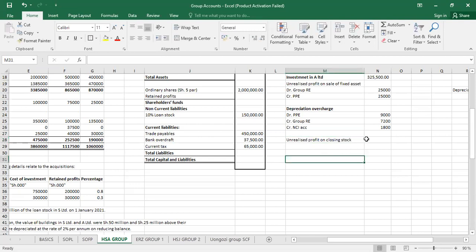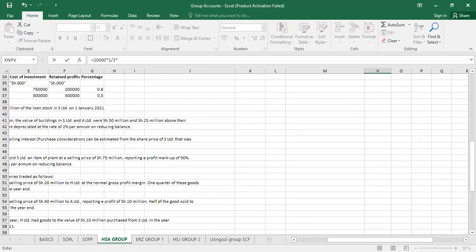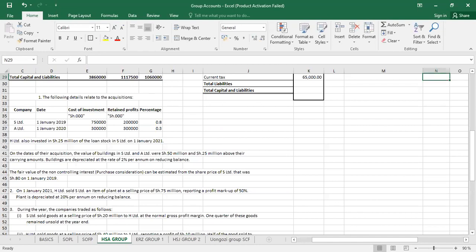Unrealized profit on closing stock equals, so the goods were 20 million, so it will be 20,000. You multiply by a third. So a third is the 50. 50 is the normal because 50 is what we have worked with. The normal gross profit margin is 50, so the markup was 50. So this is a half, this one will be a third, then a quarter of the goods. Multiply by a quarter. Then we'll go back to it.